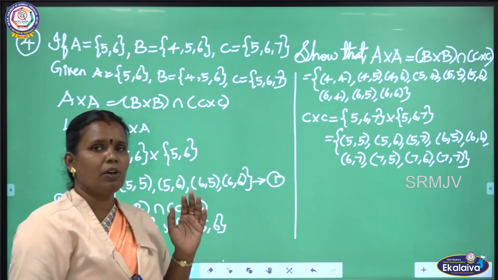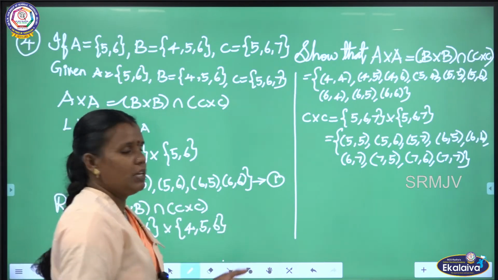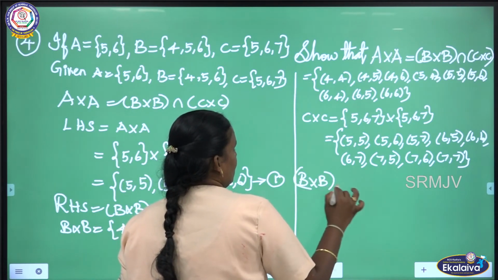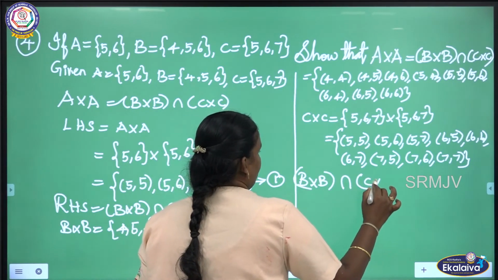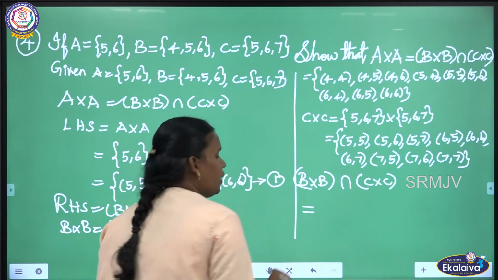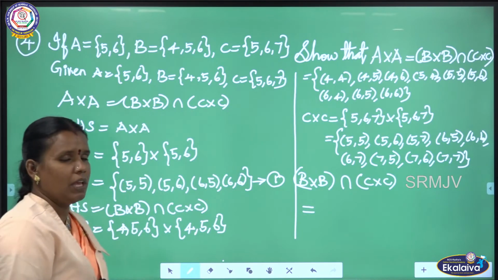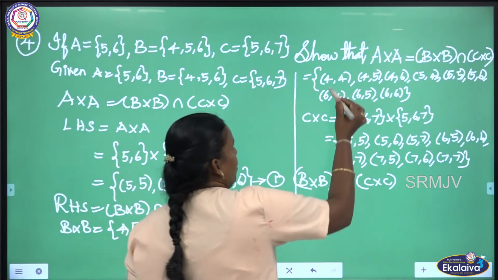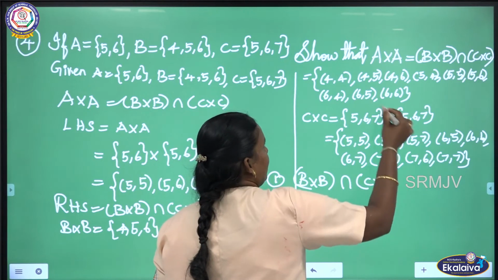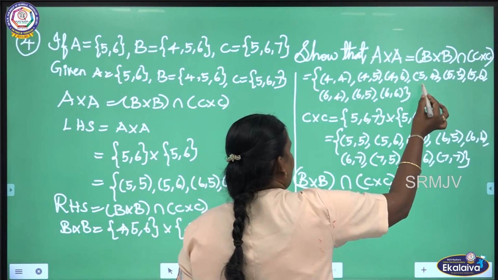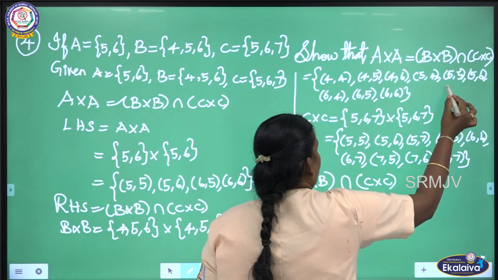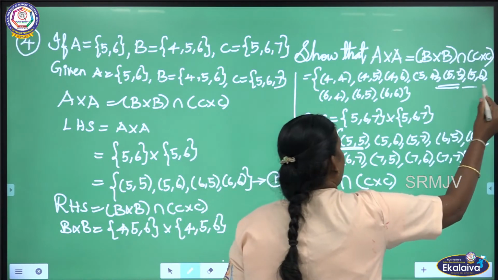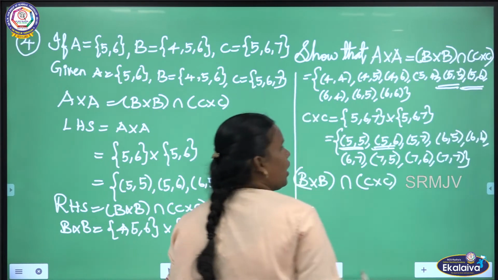The RHS part is B cross B intersection C cross C. I already told you, intersection means we have to pick the common pairs. So we check what common pairs we have. 4, 4 we don't have, so we omit the first part. Then 5, 4 we don't have, but 5, 5 we have, a common element. Then 5, 6 we also have, a common pair.